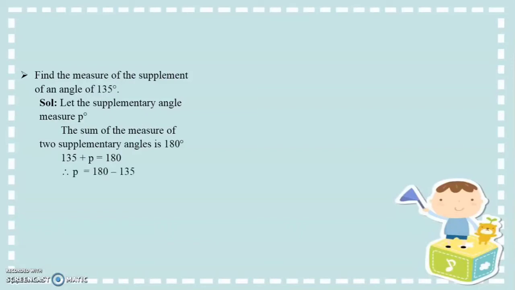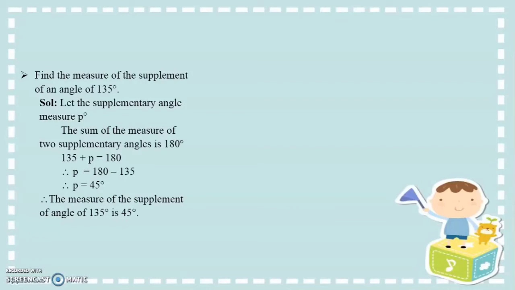Therefore, P is equal to 180 minus 135. We shift that 135 to the right hand side. So we get P is equal to 180 minus 135. 180 minus 135 is 45 degrees. So we get P is equal to 45 degrees. Therefore, the measure of the supplement of an angle of 135 degrees is 45 degrees.